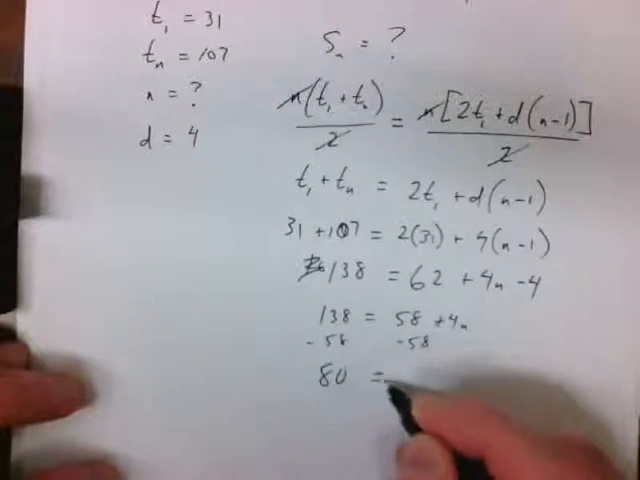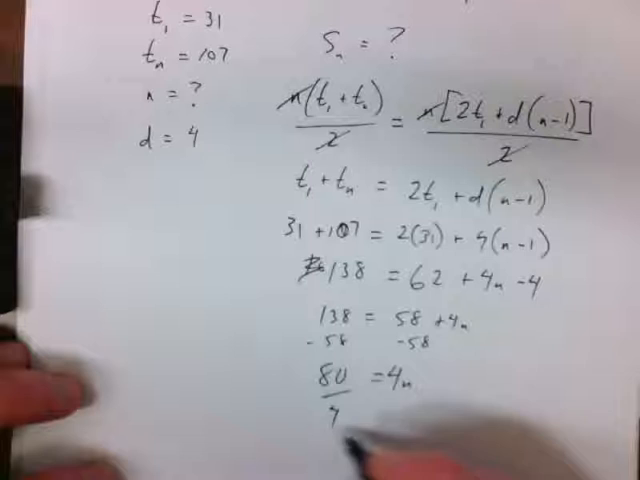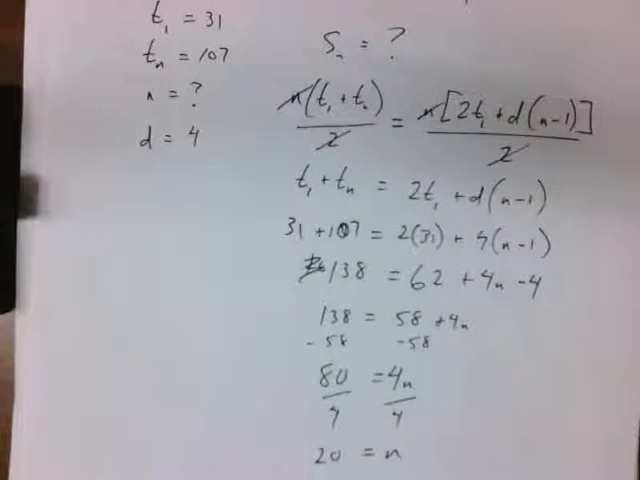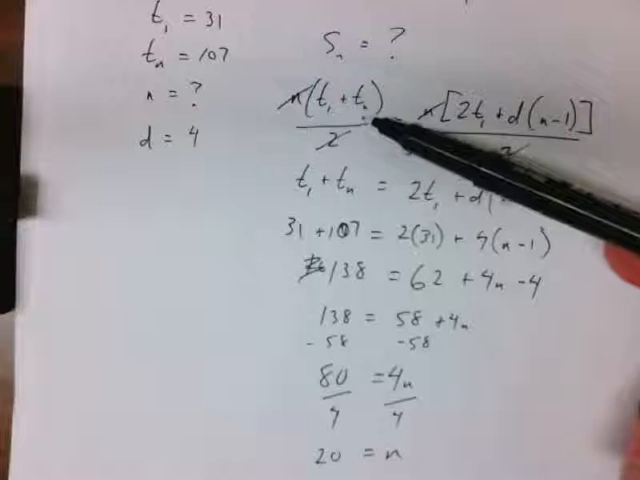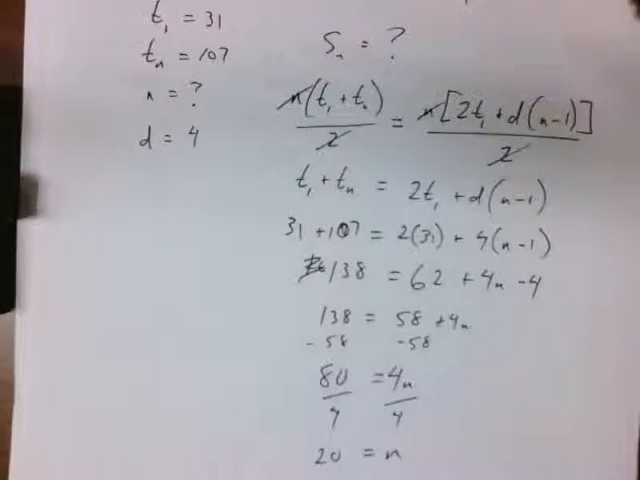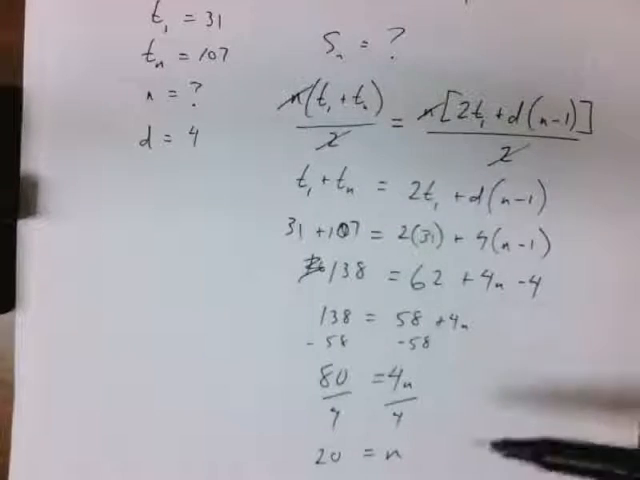So we have 80 equals 4n. Divide both sides by 4. 20 equals n. Now that we know n is 20, we can plug it into whichever formula we want. I would use this one because it's easier. And I'm just going to leave it at that. I'm sure you can figure out the rest. That was the tricky part.